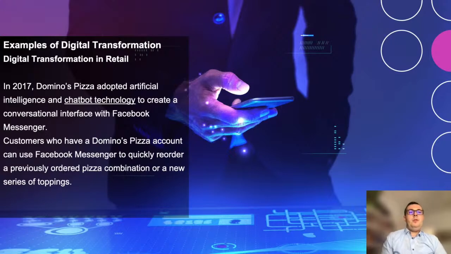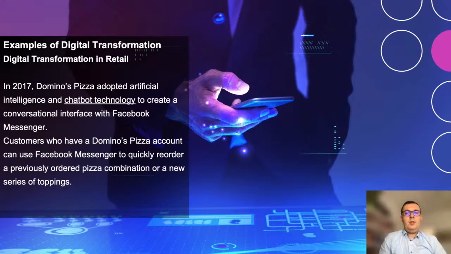We have now some examples of digital transformation in retail, let's say. In 2017, Domino's Pizza adopted artificial intelligence and chatbot technology to create a conversational interface with Facebook Messenger. So this is, you might say, a not so innovative field of operation, let's say, of Domino's Pizza. It's a field of food. But as we've seen in this example, even companies in, let's say, non-innovative fields of operation can innovate. So basically what happened is that customers who have a Domino's Pizza account can use Facebook Messenger to quickly reorder a previously ordered pizza combination or a new series of toppings.